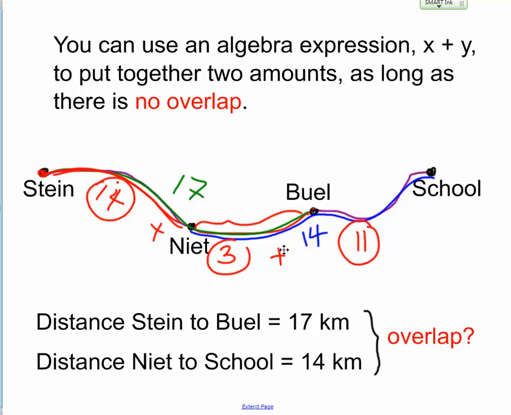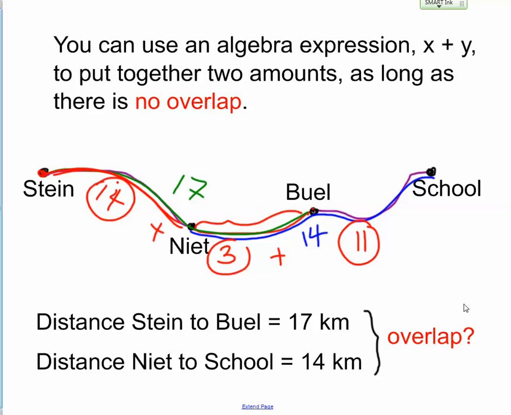This is the overlapping part. Niet to school was 14 kilometers, but this much is already 3. So you all figured out 14 minus 3 gives me 11. Now I have 3 parts: Stein to Niet, 14, Niet to Buell, 3, and Buell to school, 11. And if I add those, I get 28 kilometers.